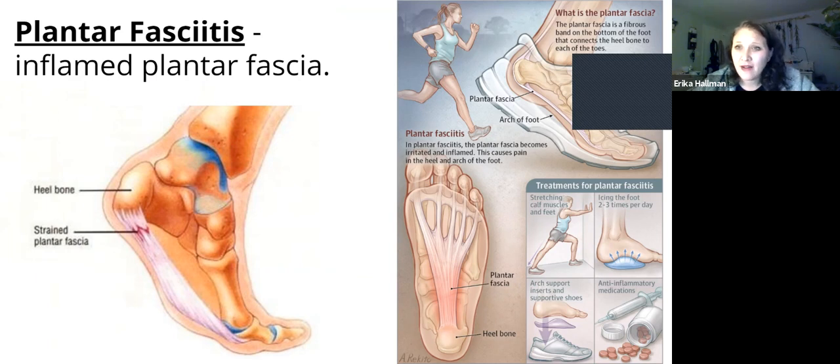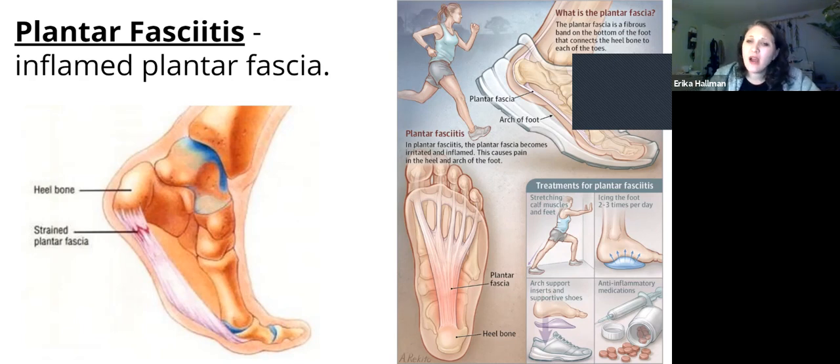Again, if we kind of fall back on our knowledge of prefixes and suffixes, anytime you have itis in a term, it means swelling or inflammation. So plantar fasciitis, found very common in runners and athletes and endurance athletes specifically, is when you have repeated impact on the heel of the foot. Repeated impact means that you're going to place strain on that plantar fascia, and it's going to damage the fascia and cause pain and inflammation.